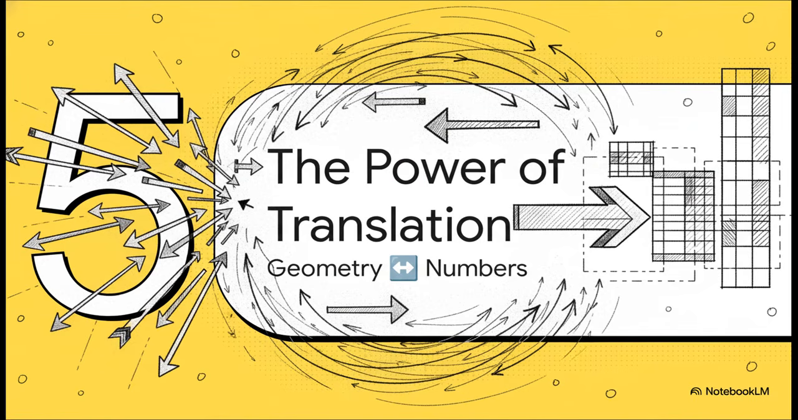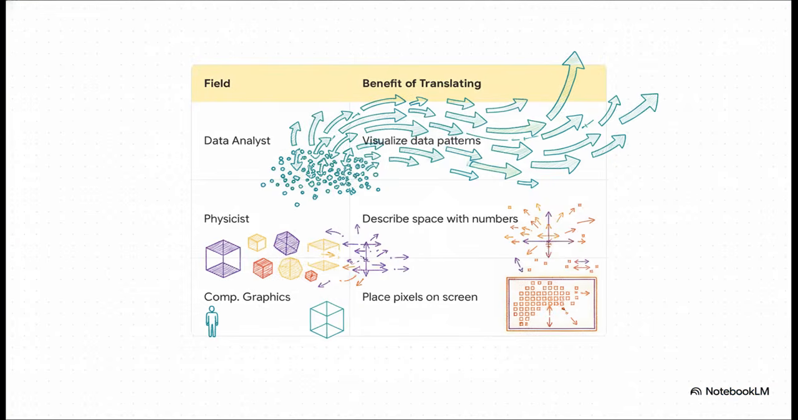So, okay, we've got vectors as arrows and vectors as lists of numbers. But the real magic, the true power of linear algebra, comes from being able to translate back and forth between these two ways of thinking. This translation ability is like a superpower across so many different fields. I mean, a data analyst can take a huge spreadsheet of numbers and visualize them as vectors, making hidden patterns suddenly pop out. A physicist can describe the geometry of physical space with numbers that a computer can actually work with.